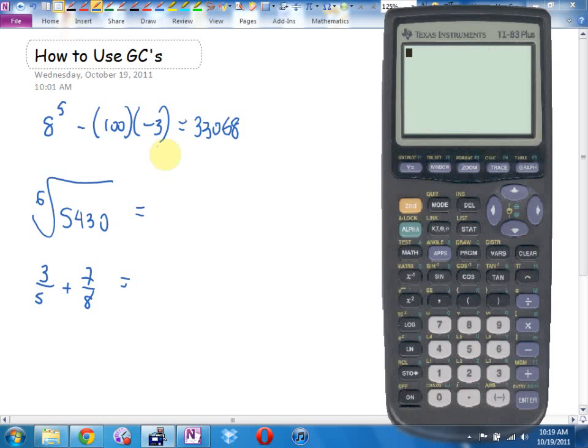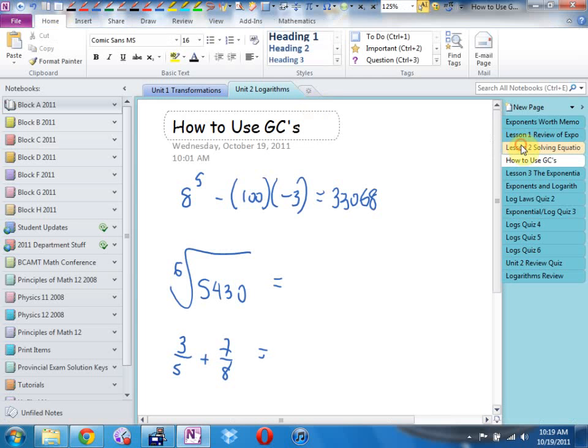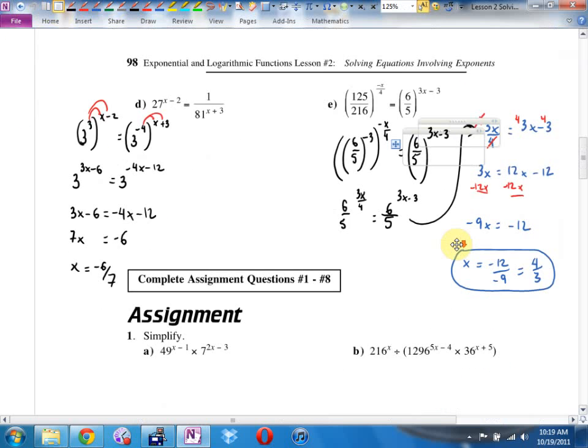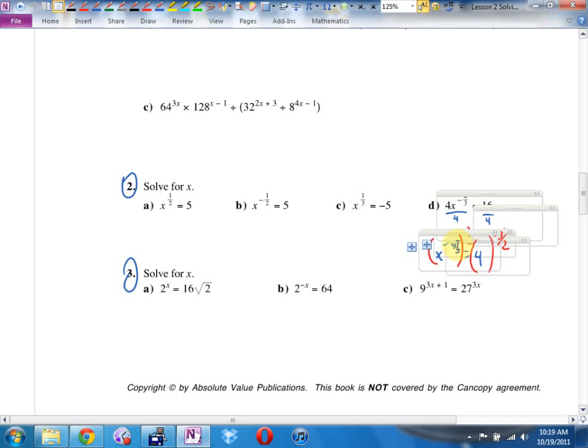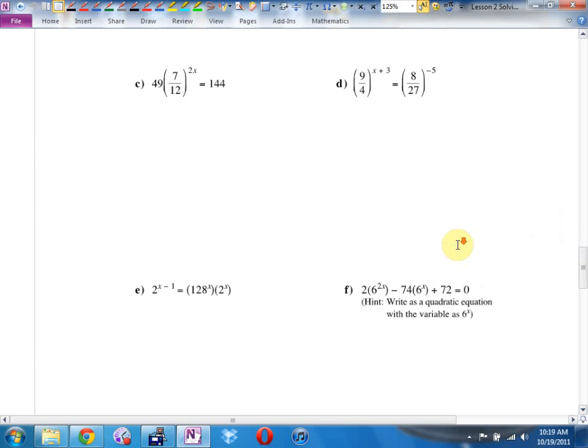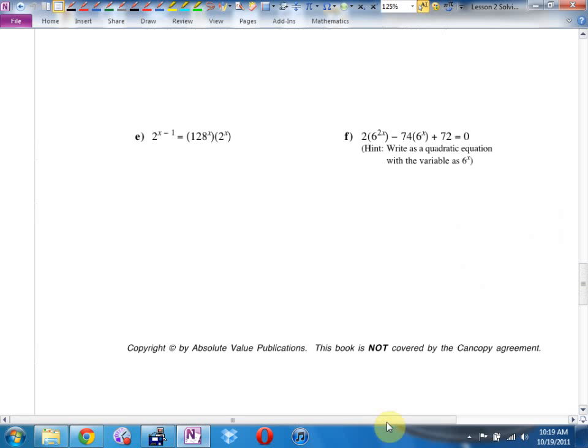Now, keep your graphing calculators out. We're going to be using them later on. But first, the homework from last day, lesson 2, page 98. Which ones would you like me to go over? Number 7? Yep, any before that? This one here? Someone already got the candy, by the way.